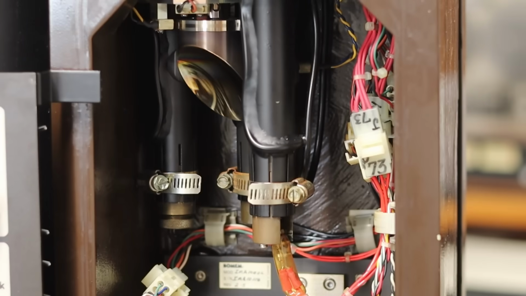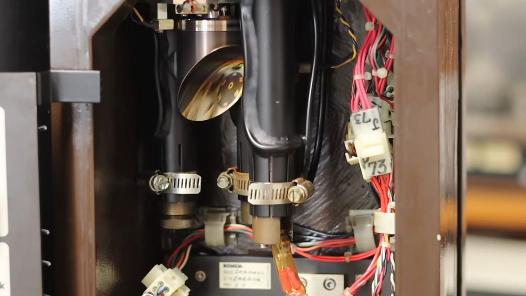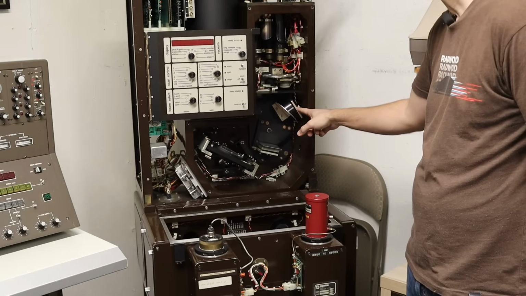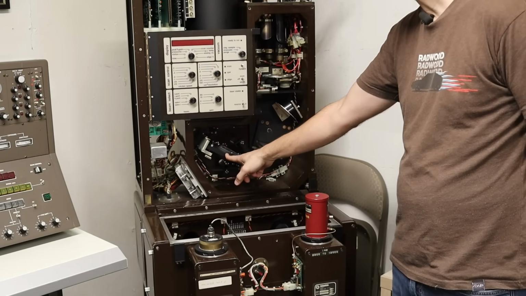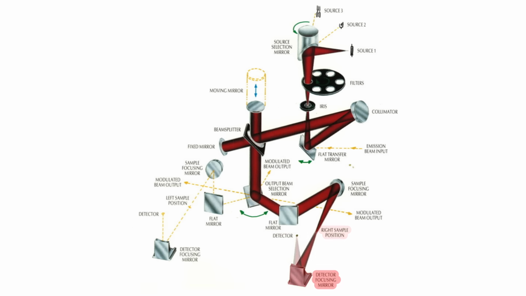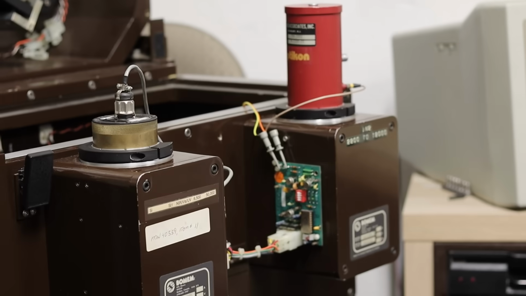Right up here at the top, we have multiple sources that can be selected via this steering mirror, and they pass through a filter wheel, then an iris, down to a reflecting mirror, to a collimator, and then it goes through a beam splitter here that splits the beam. Half of it hits a fixed mirror here, and the other half hits a movable mirror there. They come back, recombine, shoot through the bottom, steer into the sample compartment, pass through your sample, and finally get focused on one of these 2 detectors up front.